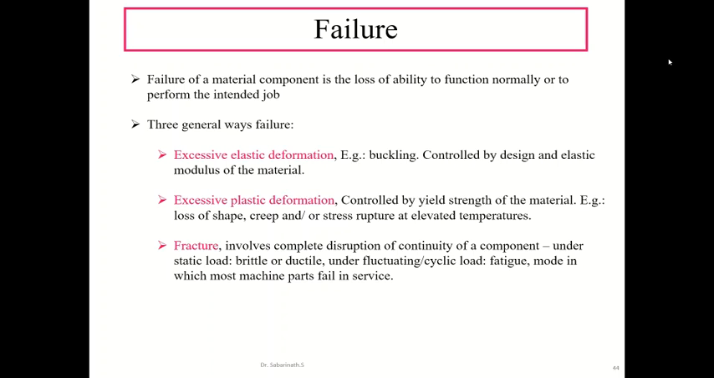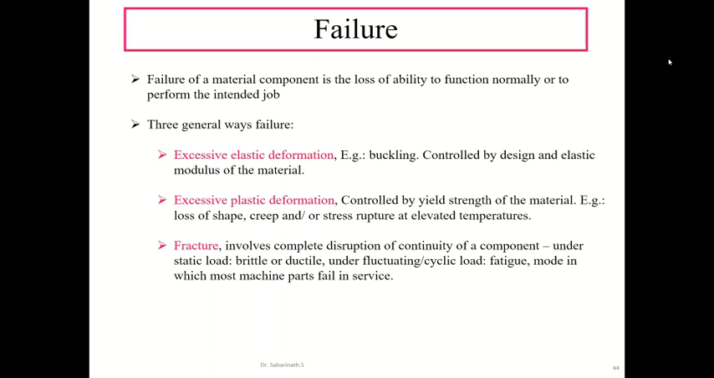Generally there are three ways of failure. The first is excessive elastic deformation. An example is buckling. Buckling is caused due to excessive elastic deformation, and it is controlled by design and the elastic modulus of the material.